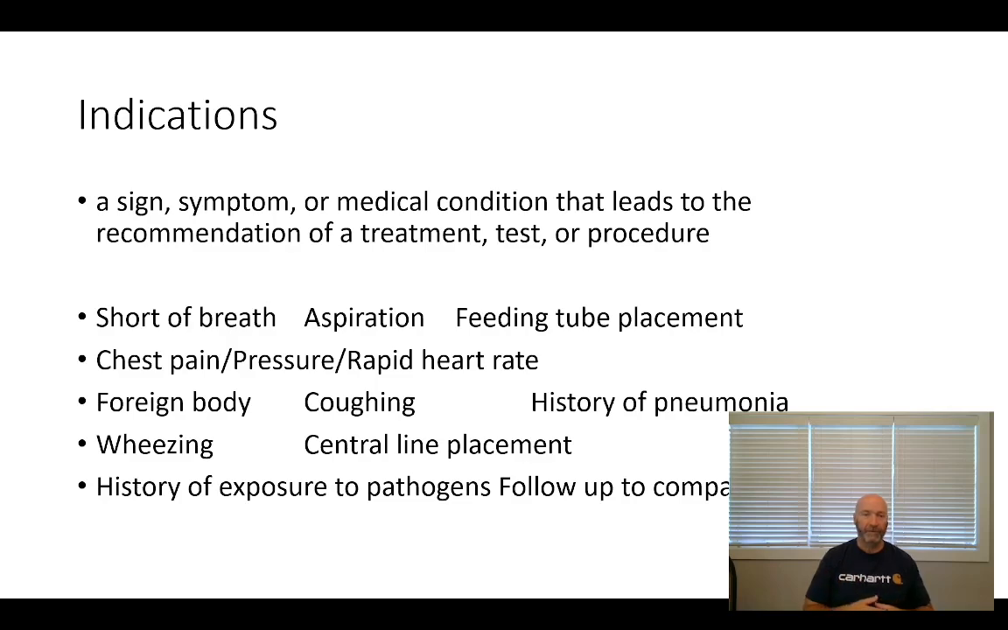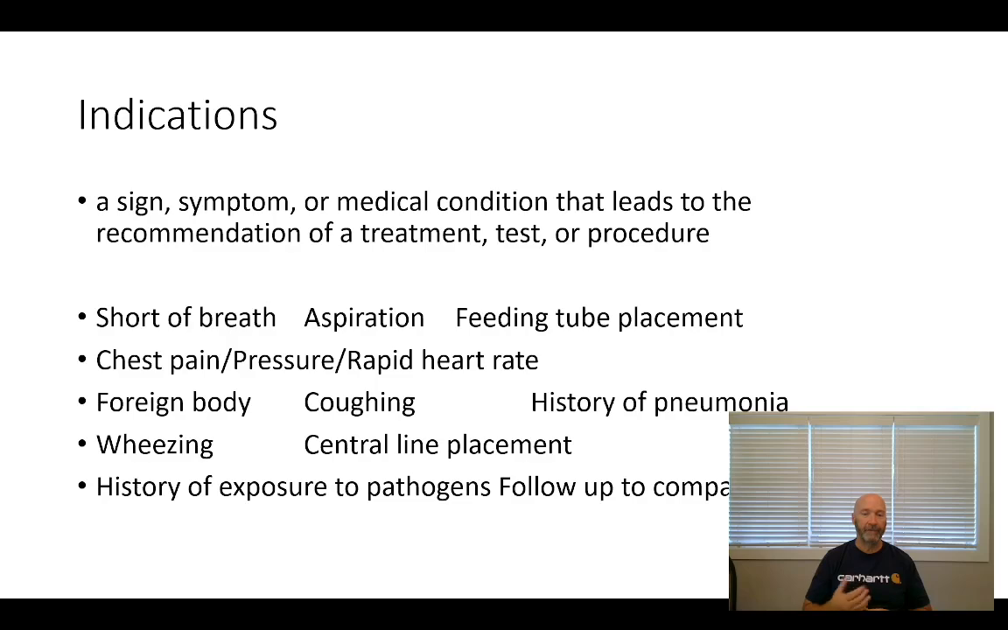The patient may have a history of pneumonia, maybe a persistent cough, maybe a central line placement. I just talked about that. Maybe the patient's wheezing. Maybe they have COPD. If the patient's wheezing and they have COPD, what do they have going on? Do they have chronic bronchitis? Do they have asthma? Do they have emphysema? What's going on with the patient?